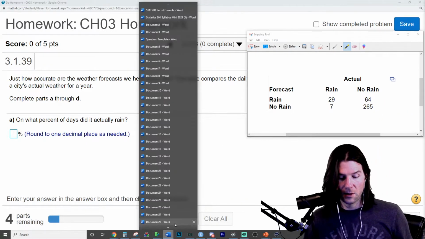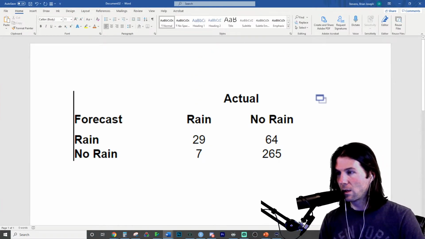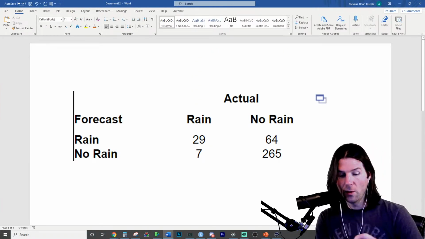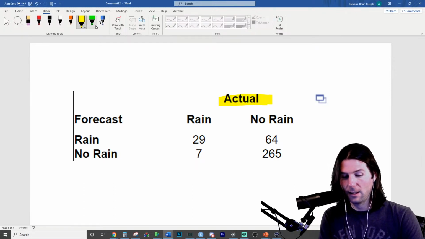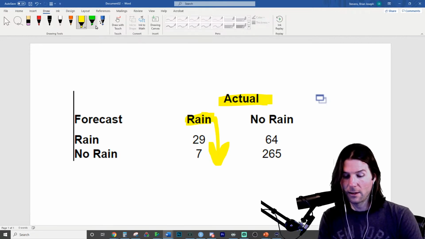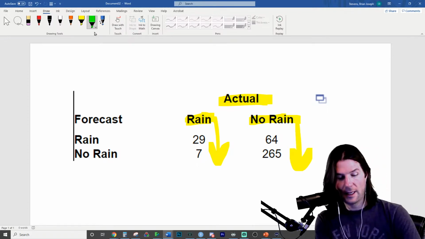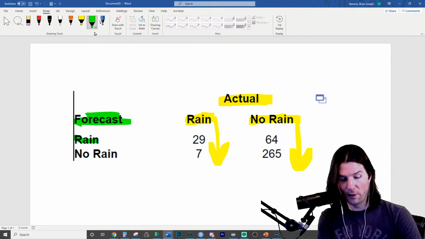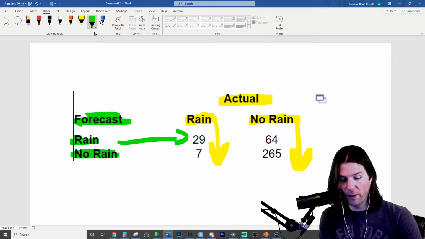So when we look at this problem, let's first understand what we're looking at. You wake up in the morning and you look outside and see what is actually going on. So on these days right here, it actually rained. On these days, it actually did not rain. But also, the night before, there was a forecast. The night before, you heard the forecast, and they forecasted rain. The night before, you heard the forecast, and there was no rain. Now, these are different days when you hear this.